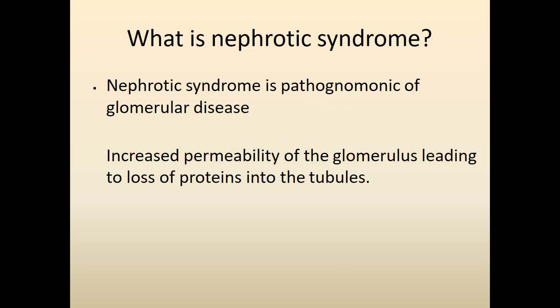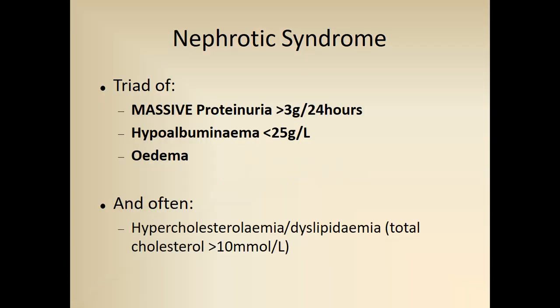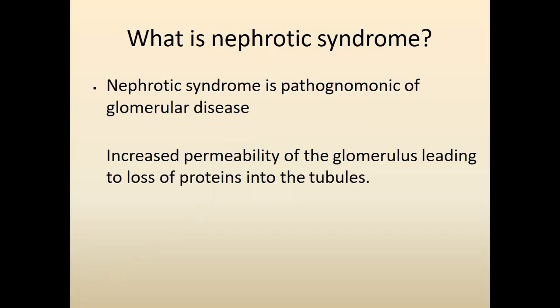So what is nephrotic syndrome? Nephrotic syndrome is pathognomonic of glomerular disease in which increased permeability of the glomerulus leads to loss of protein into the tubules. It means protein filters from the glomerulus because of the increased permeability. Many causes can lead to increased permeability of the glomerulus, which leaks protein into the tubules and out of the kidney.